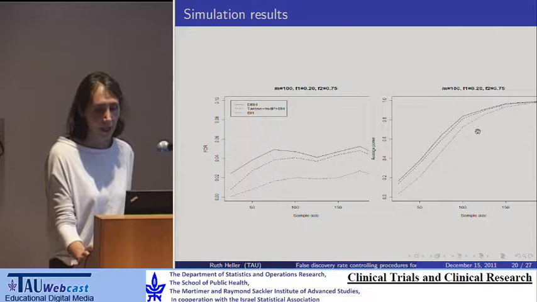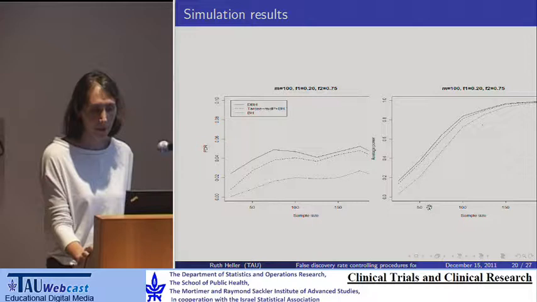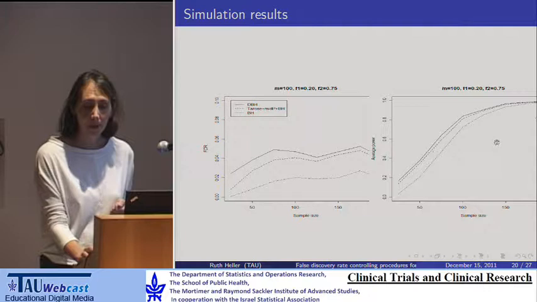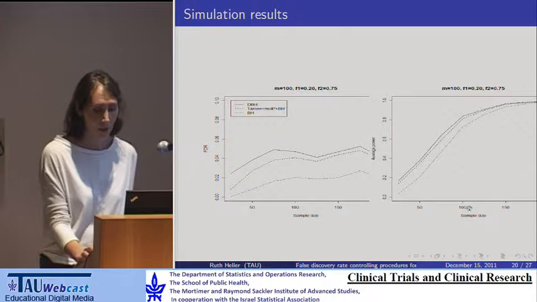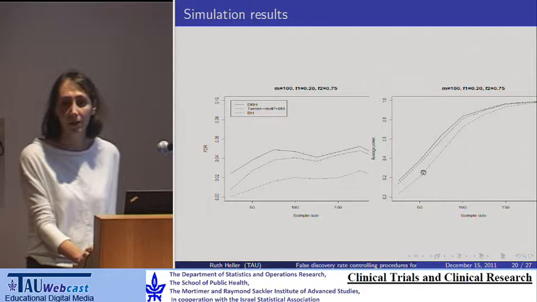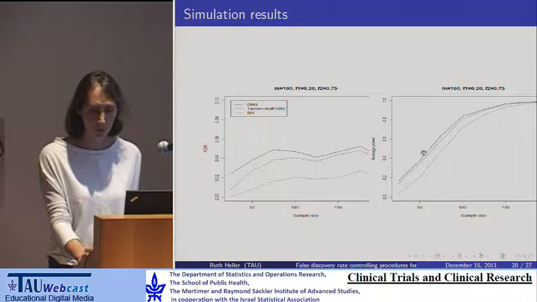And finally, the BH procedure on p-values has lower power. We see that this difference in power actually decreases as the sample size gets larger, because then the p-values become less and less discrete. But for sample sizes of, say, 100 or 50, it can be between 10 and 30% gain in power by using the discrete procedures.